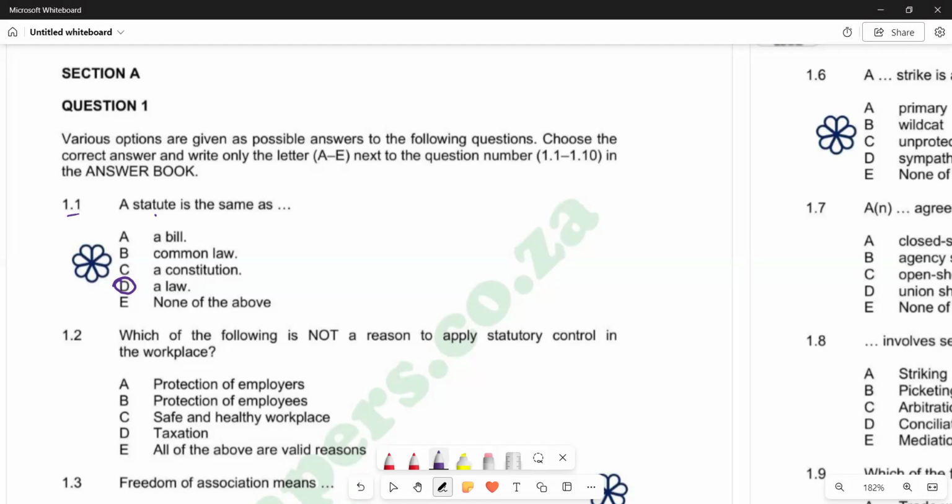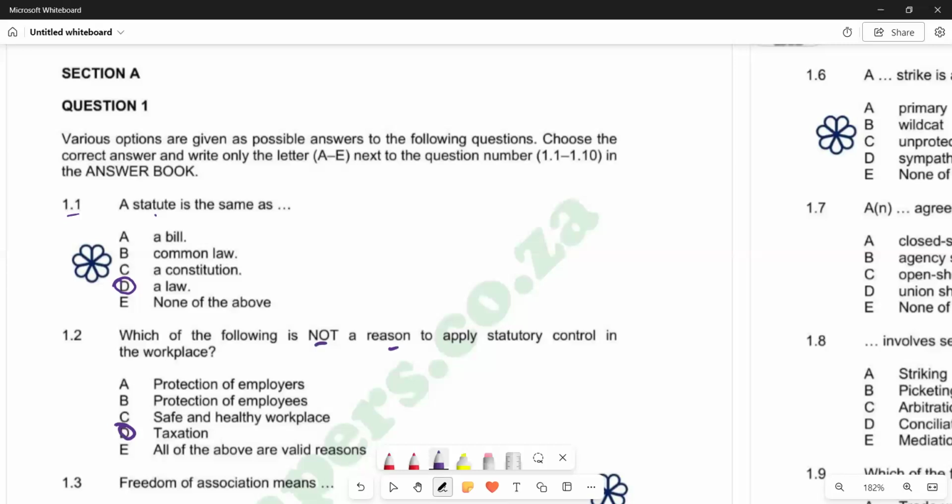So we go to the next one, 1.2, which is saying: which of the following is not a reason to apply statutory control in the workplace. We are given A, protection of employers, B, protection of employees, C, safe and healthy workplace, D, taxation, E, all of the above are valid reasons. But you see that the question is asking for a response which is not a reason. Obviously, protection of employees is a reason. Safety in the workplace is a reason. So the only one that is not applicable there is D, taxation.